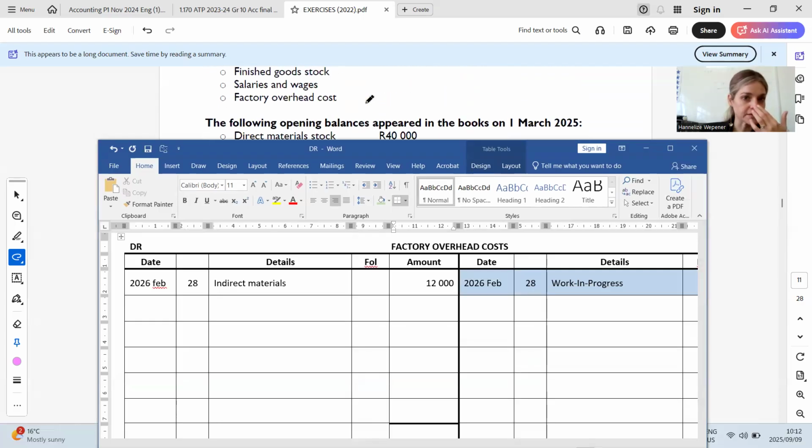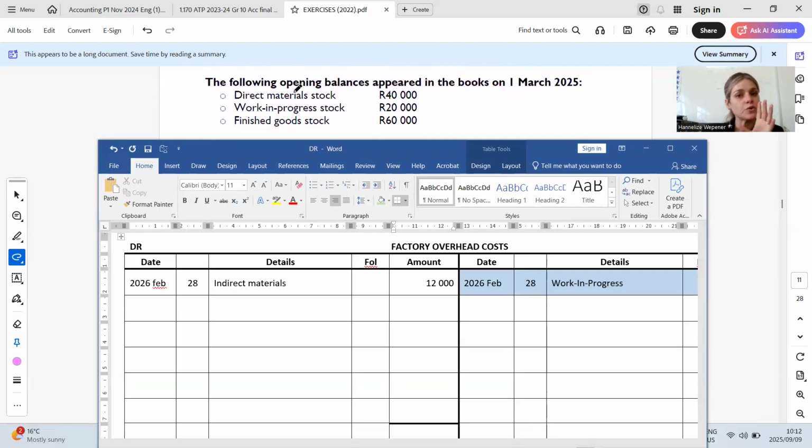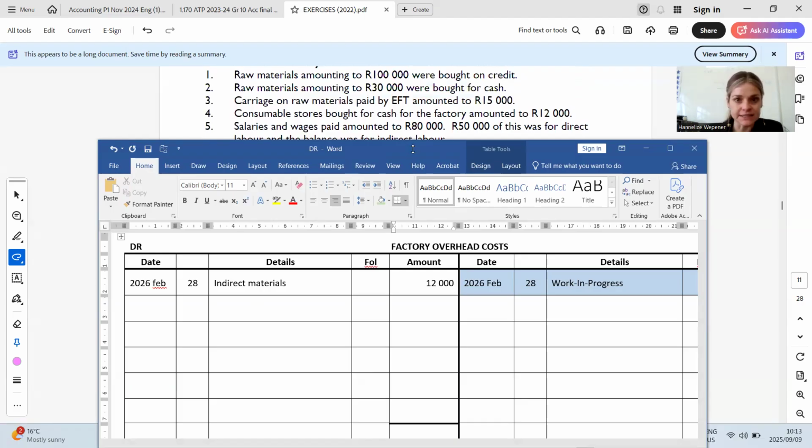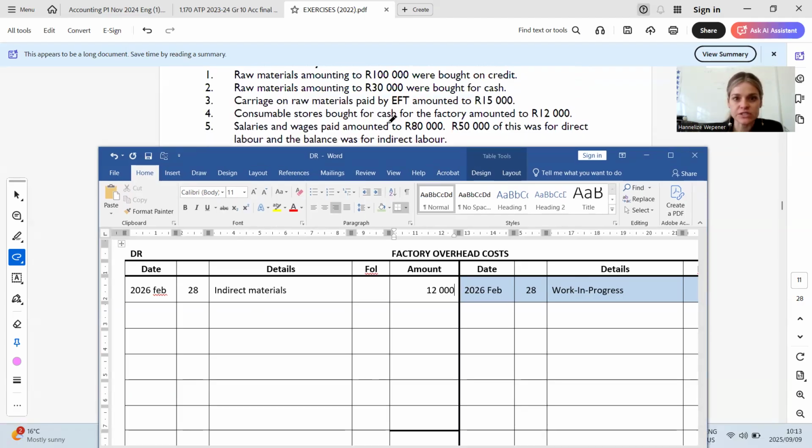But I just want to quickly go back to the information here. You must always double check that you didn't perhaps have indirect materials in stock on the 1st of March or at the beginning of your financial year. Because normal SOCI rules, so Statement of Comprehensive Income, normal SOCI rules applies here. So you would have to then say, okay, I first started using whatever I had in stock at the beginning of the year, plus then I purchased a further 12,000 Rand stock. Okay, so just keep that in mind. So that's the consumable stores line.